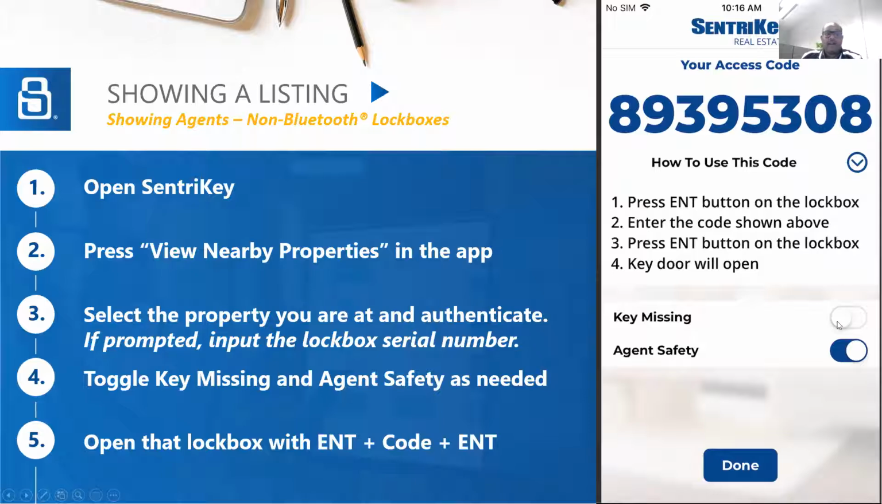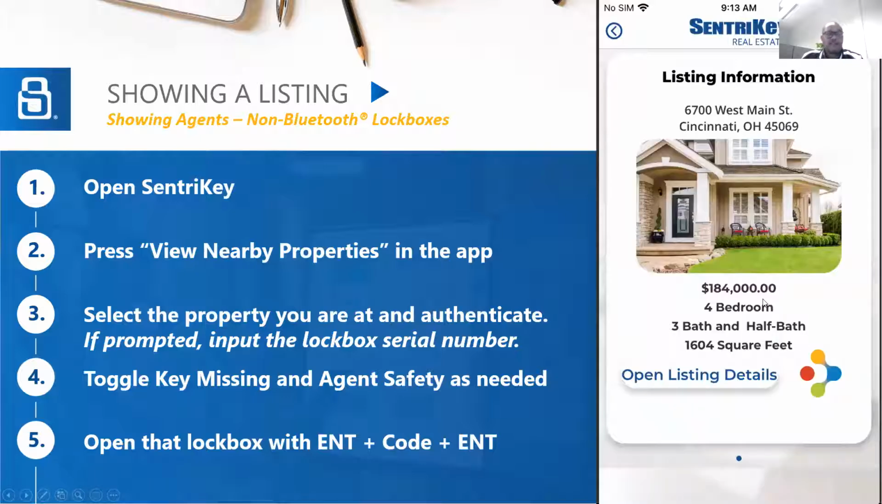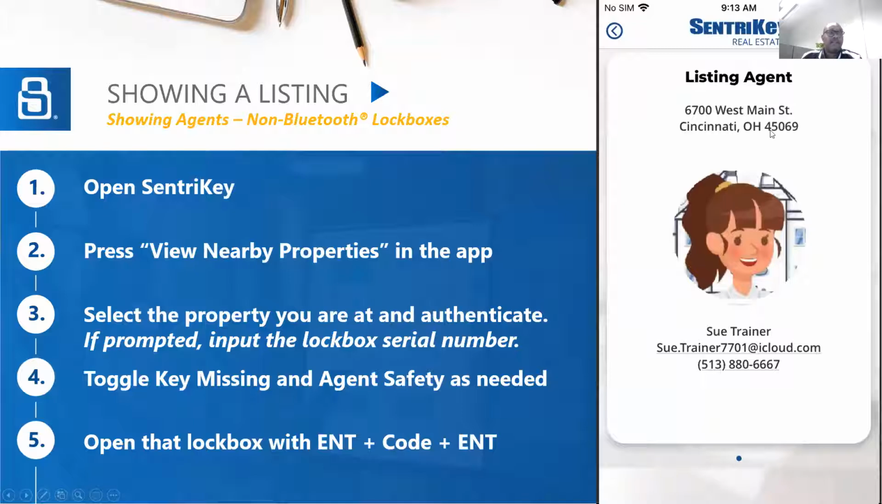And again, it's going to give you the options that we went over before with the missing key or the agent safety if you choose to use that. And then you click the done button. And then again, it's going to show you all the listing detail integrations with the RPR information as well. And again, it's going to show you that listing agent. And it's the same as with the Bluetooth box.